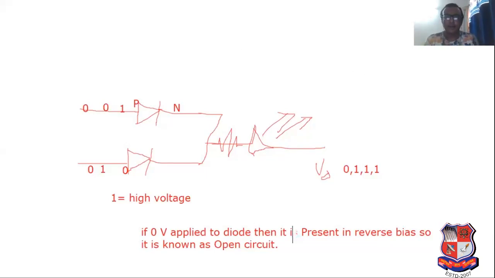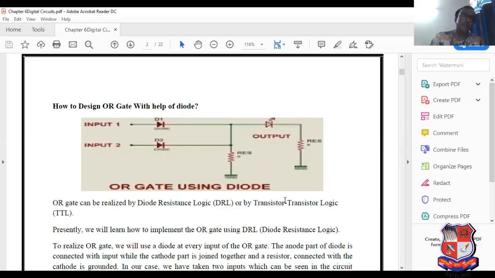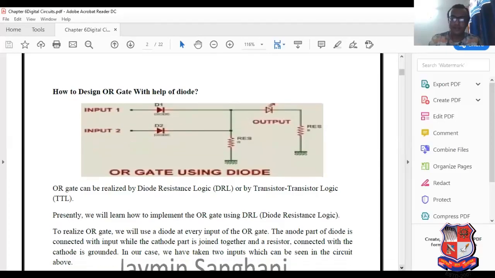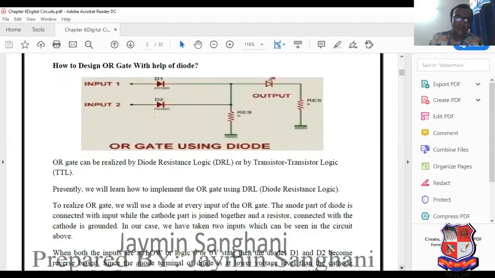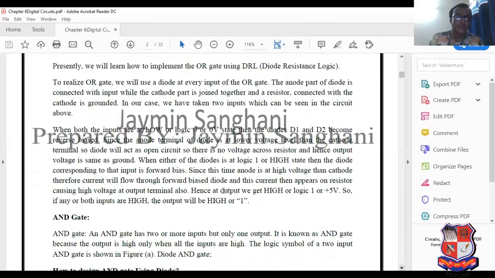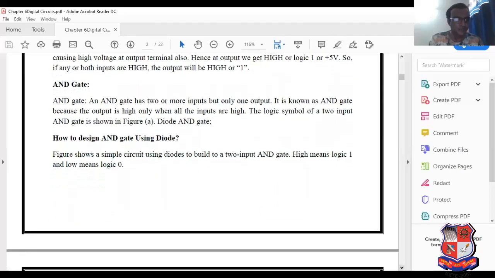Now we can write the OR gate in one statement. If you apply 0 inputs, then the output is 0, and when any one input is 1, then the output is 1. So this is the correct explanation. Whatever I have spoken here, 1 means plus 5 volt, positive 5 volt.